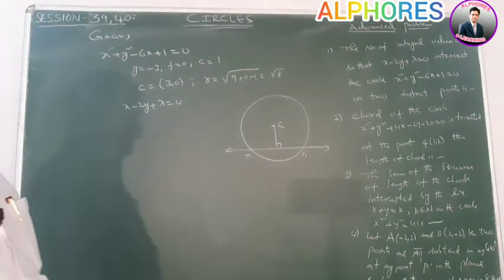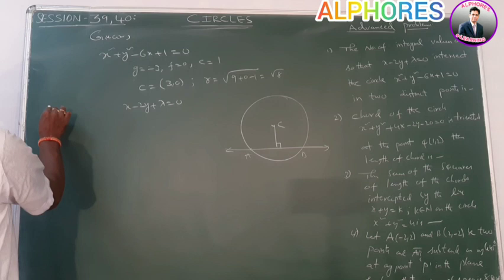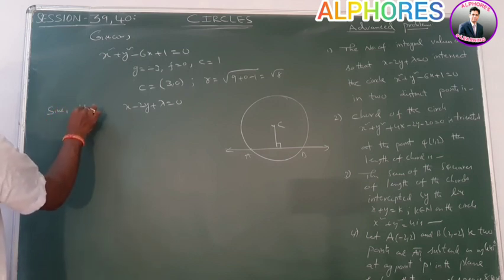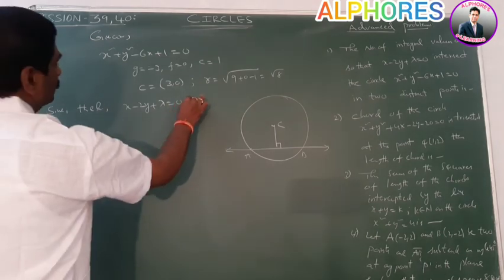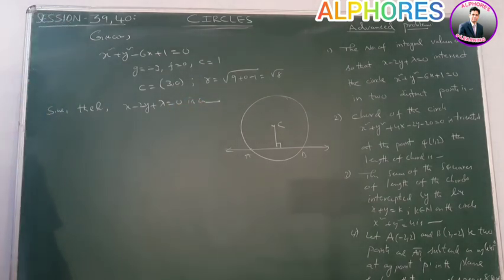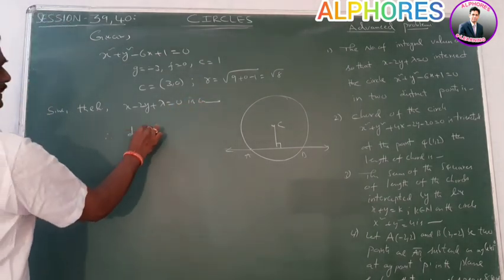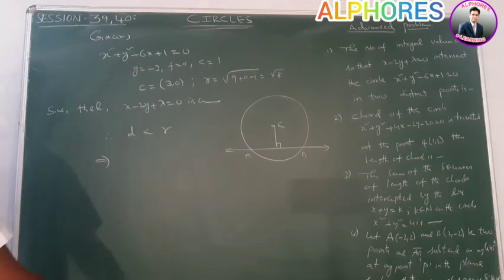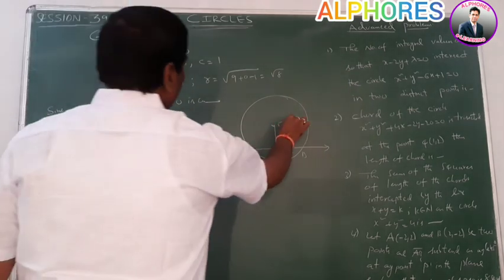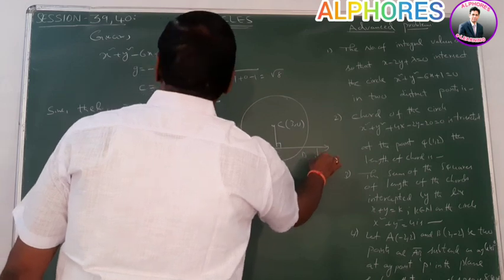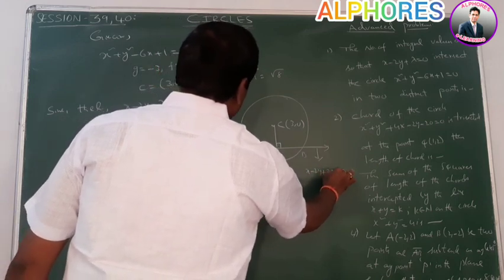Okay now. Since the line x minus 2y plus lambda is equal to 0 cuts the circle at two different points, therefore D is less than R. D is nothing but the perpendicular distance from the center to this line. What is the equation of this line? x minus 2y plus lambda is equal to 0.